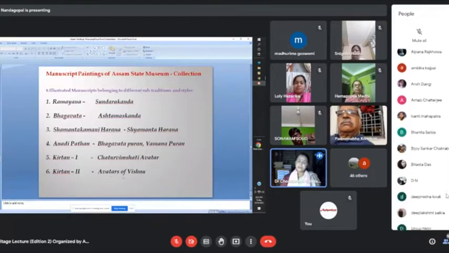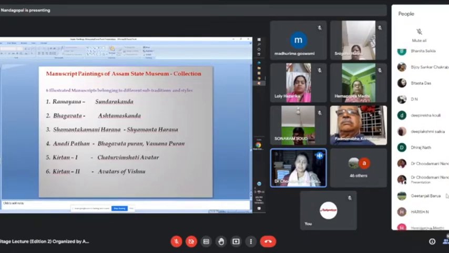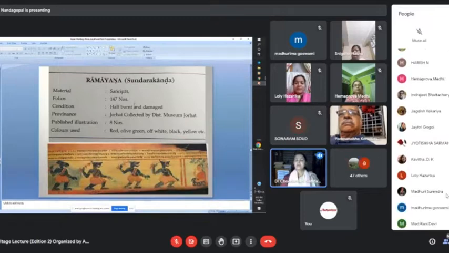And in Kirtan 2, it is the Dashavataras of Vishnu, 10 avatars has been discussed. So let us see one by one quickly. Ramayana Sundarakanda. So what is the material?